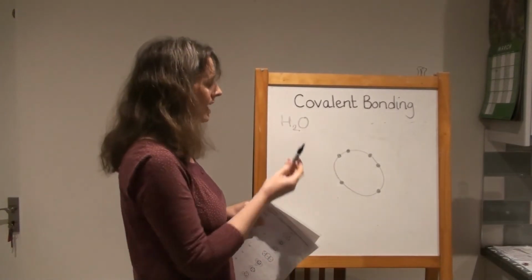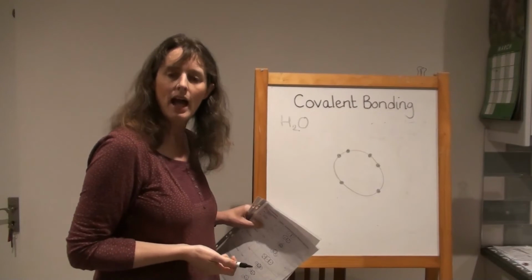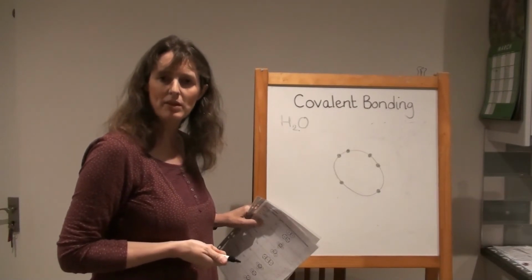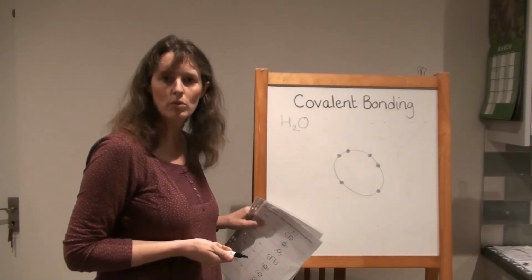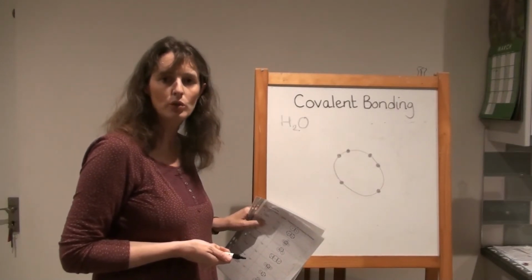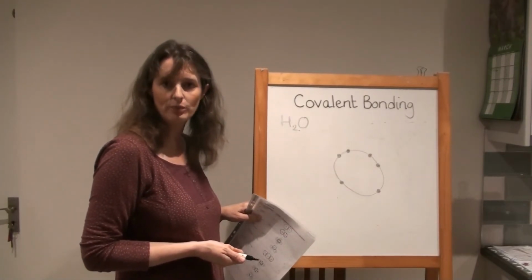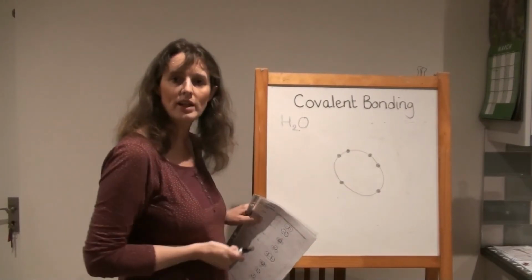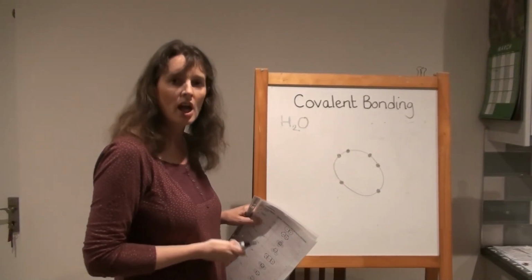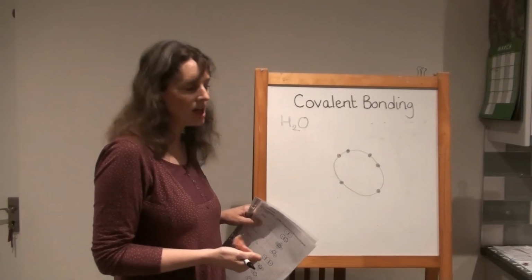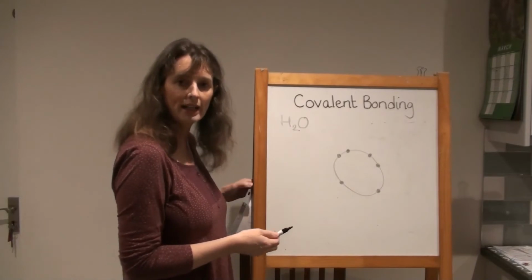Okay, now if it has 6, how many does it need to take it to be full? That's right, you need to get 2 more, or have a share of 2 more. So in order to get 2, it has to share 2. But what it's sharing with is hydrogen, and each hydrogen only has 1 electron and only wants 1 back in return, and that's why it needs to share with 2 hydrogen atoms.